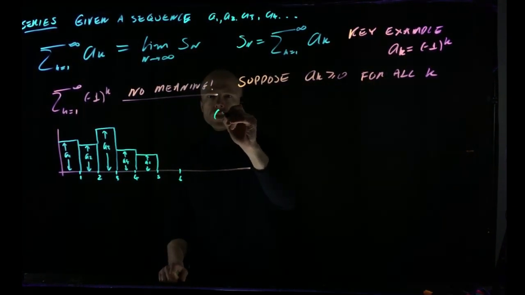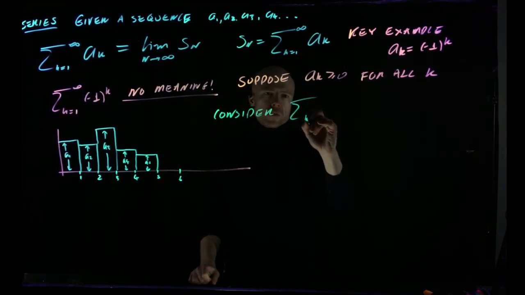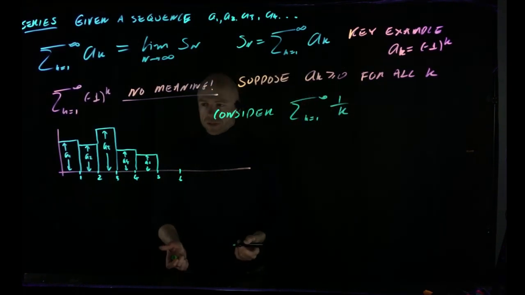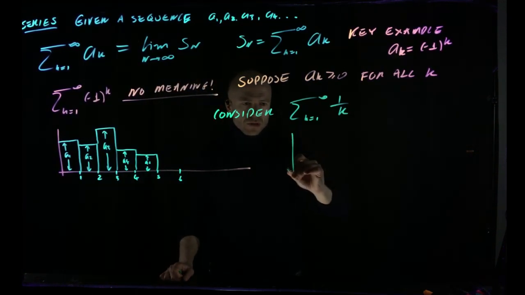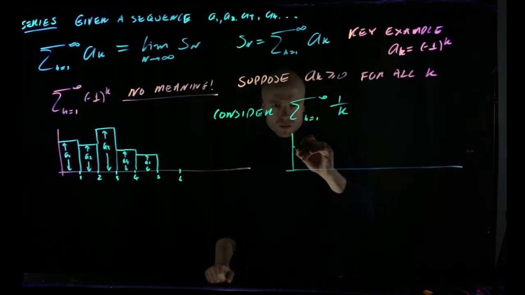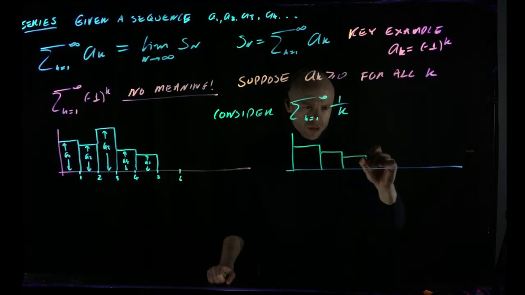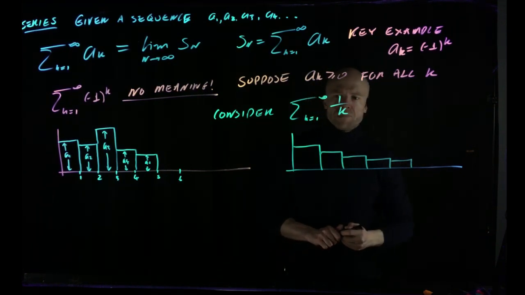So consider the sum from k equals 1 to infinity of 1 over k. Then if we consider this example, this guy looks fairly good to begin with. This is 1, this is height 1 over 2, 1 over 3, 1 over 4, 1 over 5, okay?